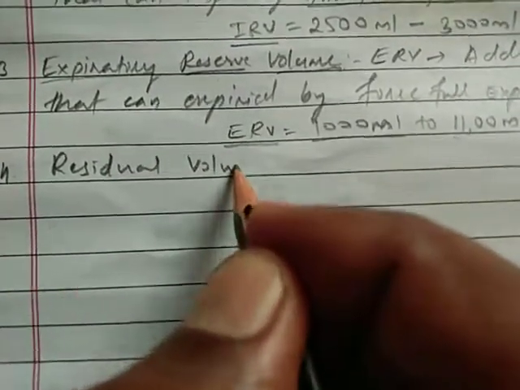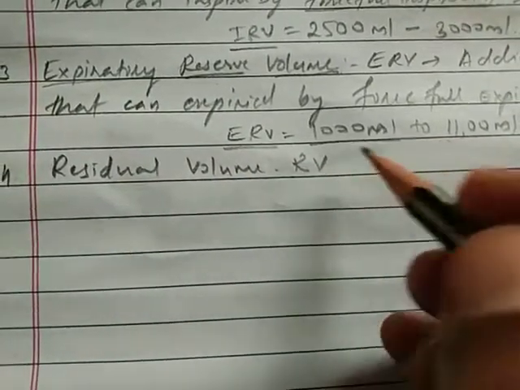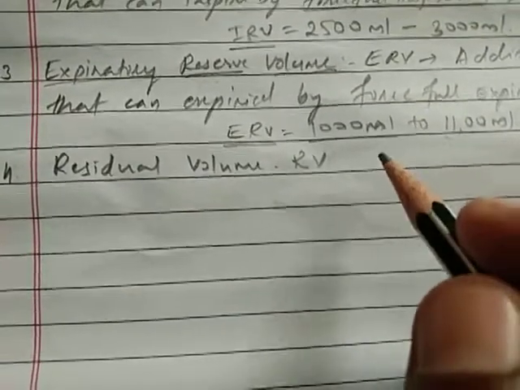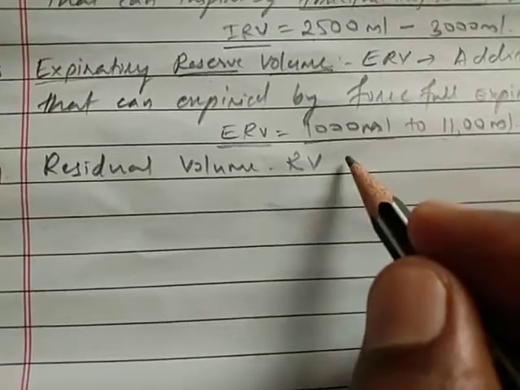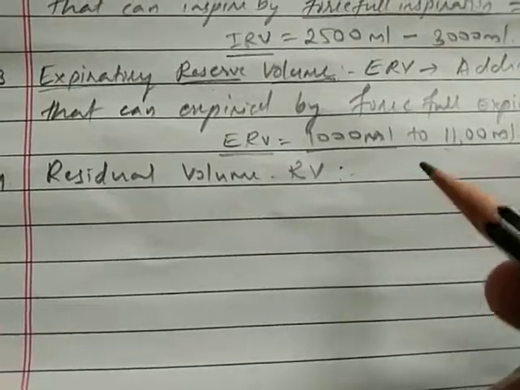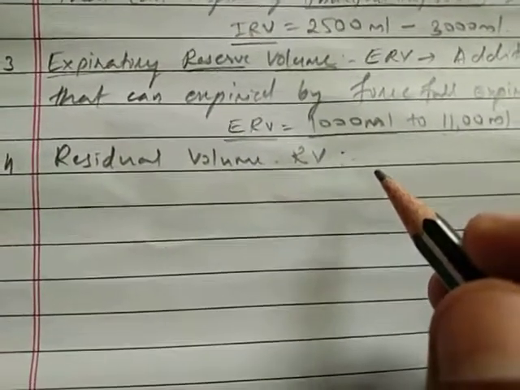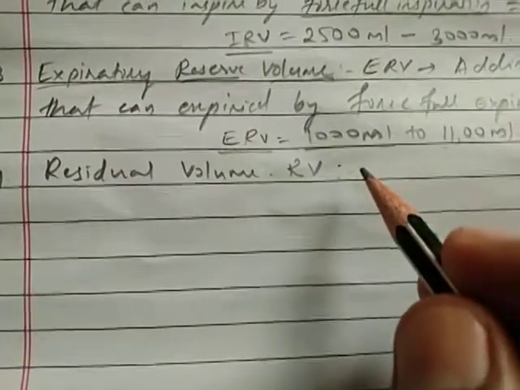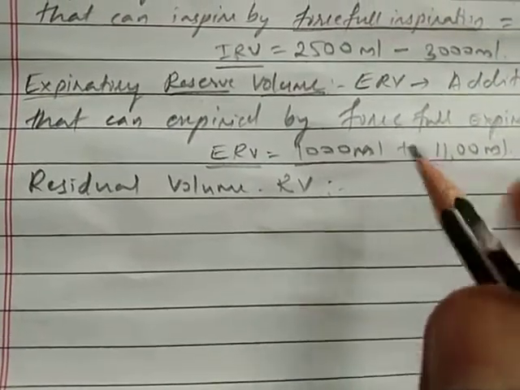Residual volume, that is RV. Residual volume is the volume of air remaining in the lungs even after forcible expiration. Actually here, when we expel all the air, the remaining little we cannot make empty. We can't make the lungs empty even after forceful expiration or exhalation.